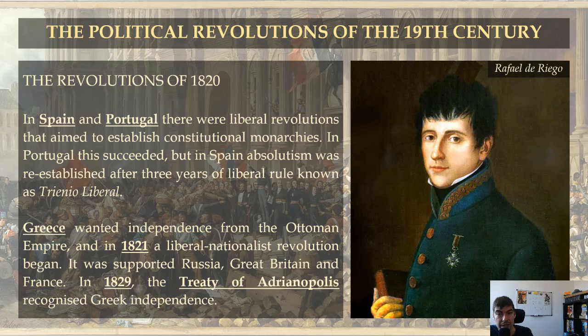Finally, Greece, whose territory was part of the Ottoman Empire, started an independence war in 1821, and they managed to get the support of the great powers of Europe, such as Russia, Great Britain, or France, and finally the Ottomans recognized their independence after the Treaty of Adrianopolis in 1829.